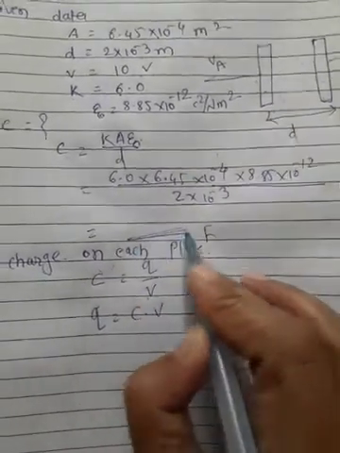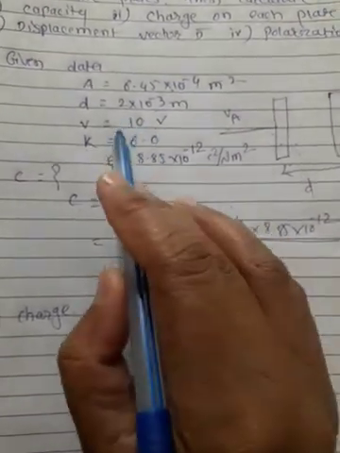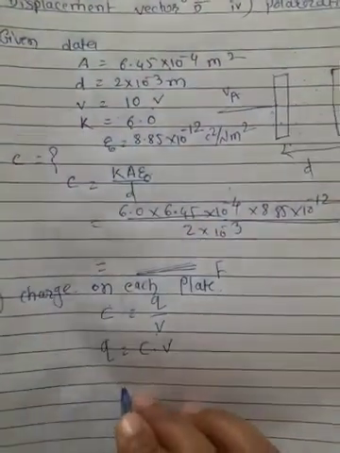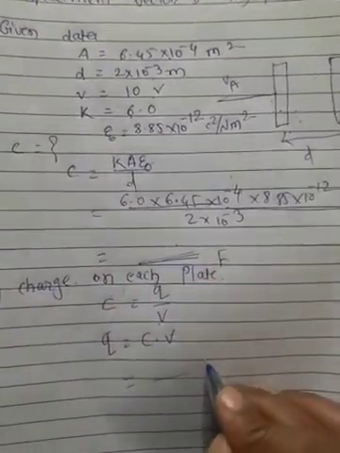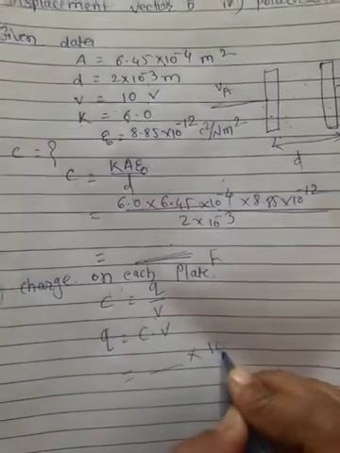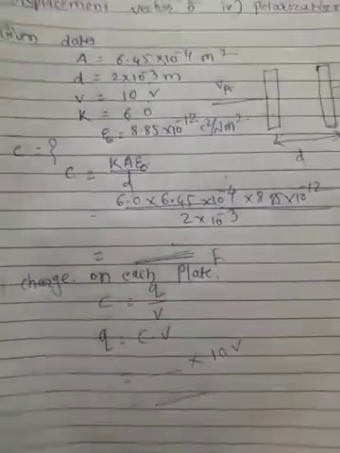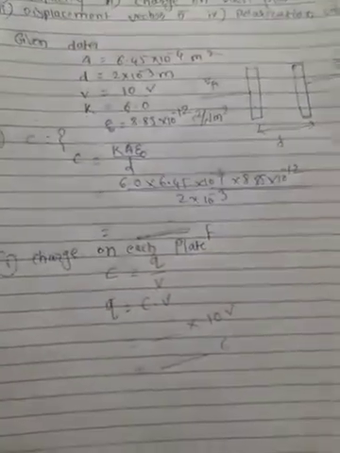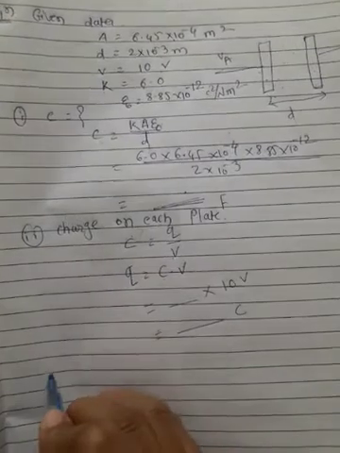We calculate this value here, and the voltage or potential difference is given here. Therefore use the C value from this answer, and the potential difference is 10 volt. After multiplying we will get the charge, and the unit of charge is coulomb, meaning we will get the charge on each plate.